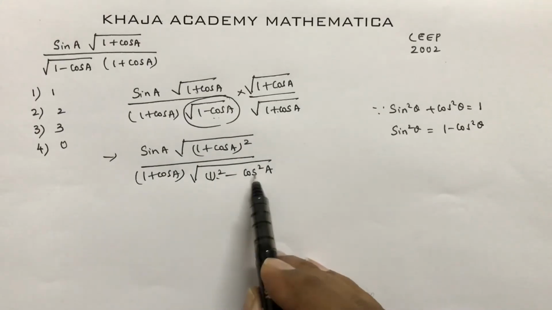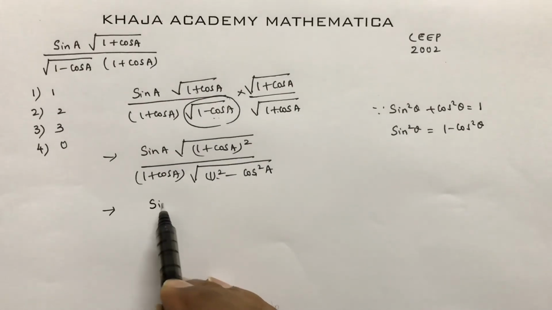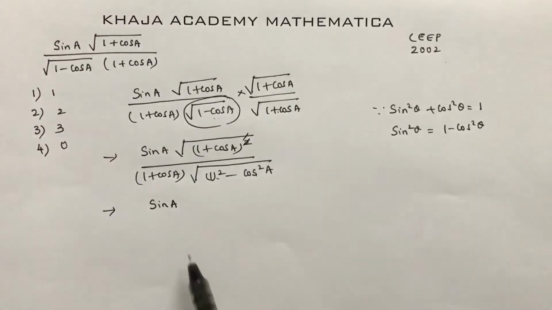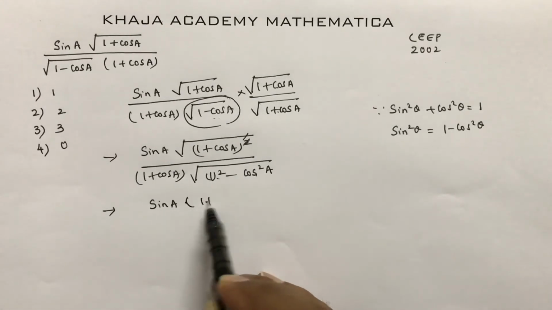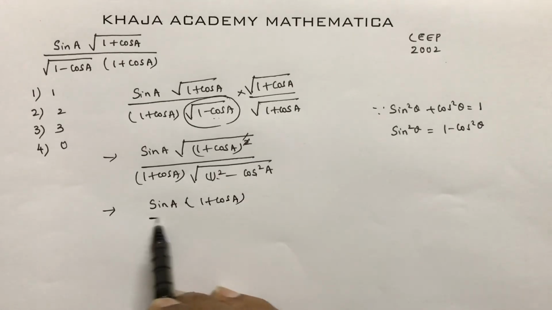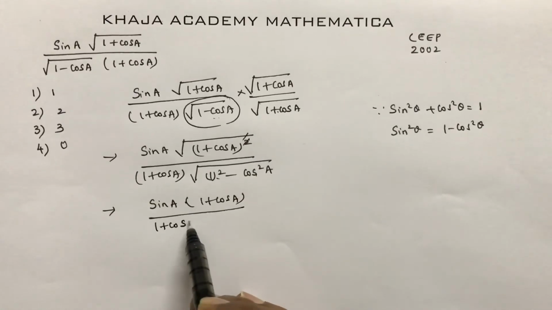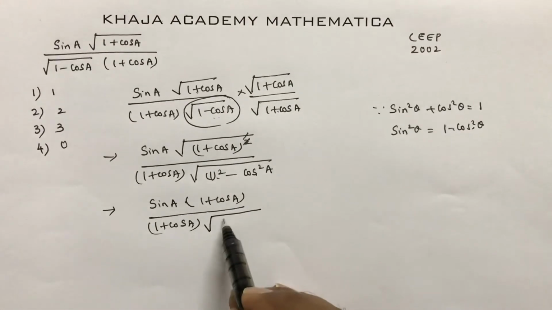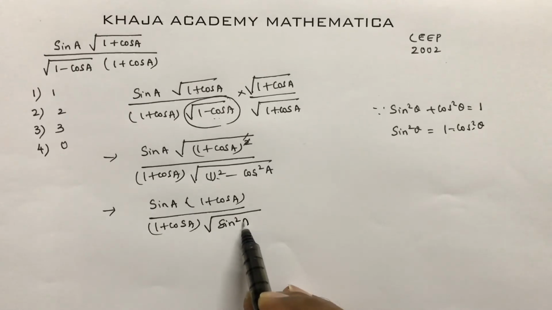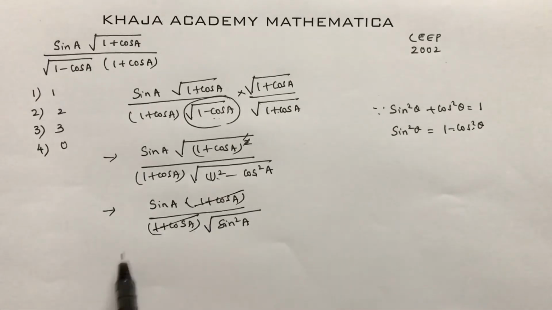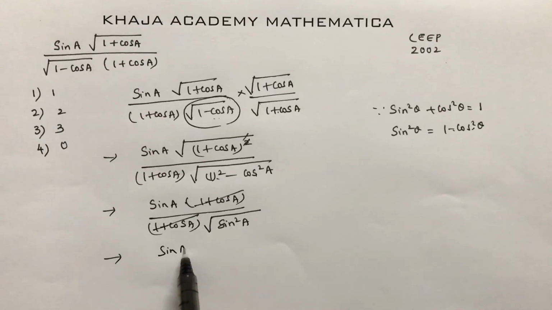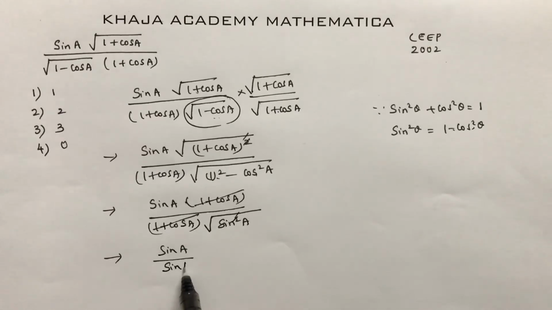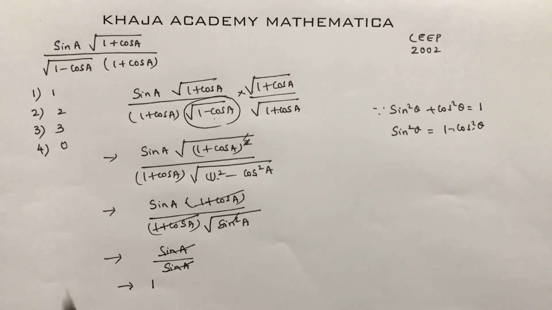So in place of 1 minus cos square a, okay, one second, sin a into here square and root cancel. You'll be left with 1 plus cos a by 1 plus cos a. And under root 1 minus cos square theta is sin square theta, sin square a, 1 plus cos a, 1 plus cos a. So here sin a by here square root cancel, again under root sin square a is sin a. So sin a and sin a, so the answer is 1. So the correct option is 1.